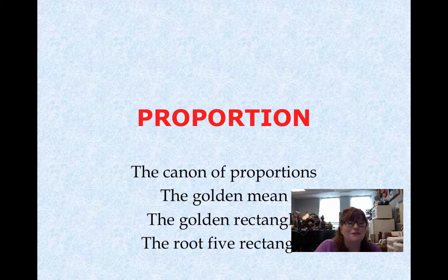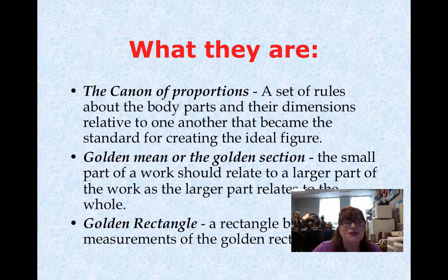Now, if you're into math and geometry, these things may mean more to you, and I understand how artists use them. I'm just so not a math person, but I'm going to do my best to talk about this. So what they are, the canon of proportions, are a set of rules about the body parts and their dimensions relative to one another that became the standard for creating the ideal figure.